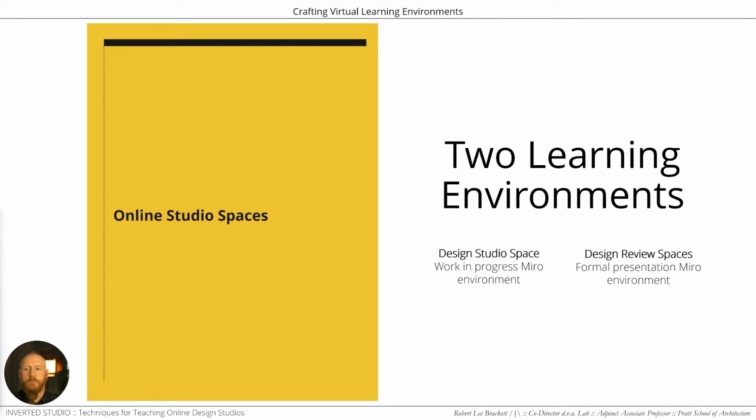The first is a work-in-progress environment, a design studio space that brings the messy, open, overlap, desk, and pinup space of an in-person design studio into the virtual platform. The second is the design review space, a curated, formalized space that is for presentations and external project review. You can think of these as the working, thinking, learning space and the presenting, sharing, discussing space.